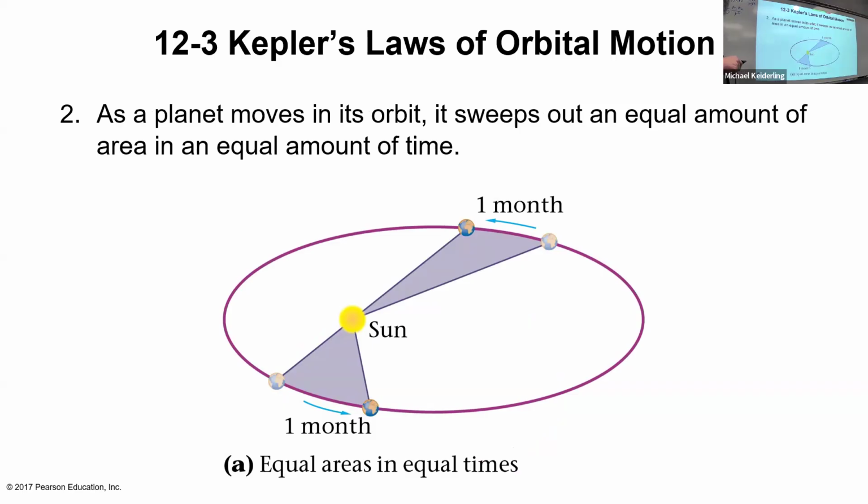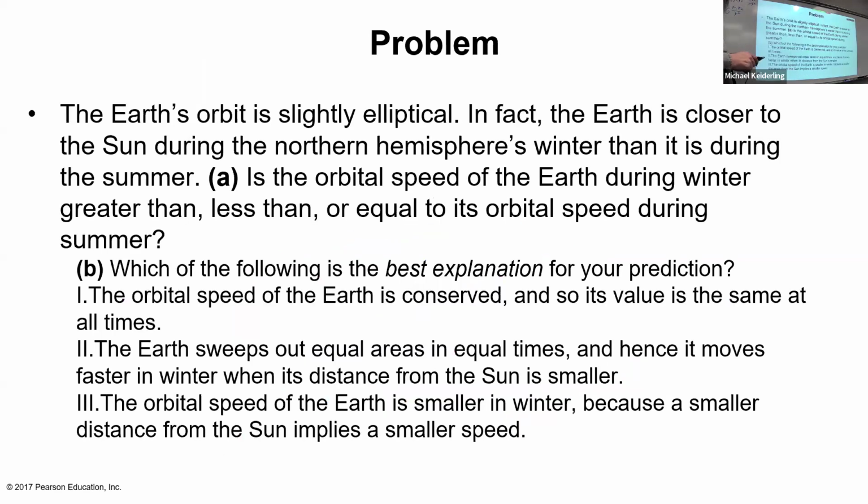The closest point is called perihelion. The furthest point is called aphelion. Amusingly, the Earth is closest to the sun in January. The Earth's orbit is basically circular and does not really affect the seasons. The Earth's orbit is slightly elliptical. In fact, the Earth is closer to the sun during the northern hemisphere's winter than the summer.